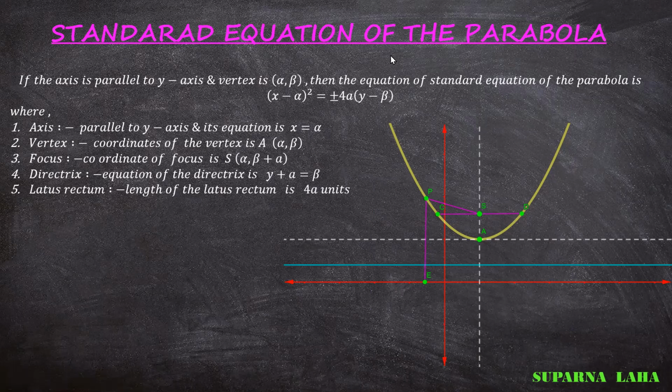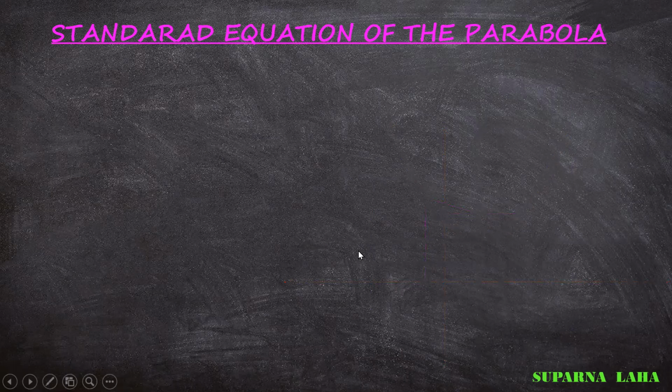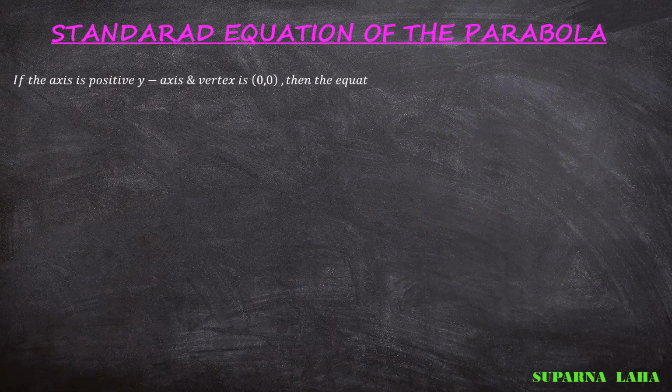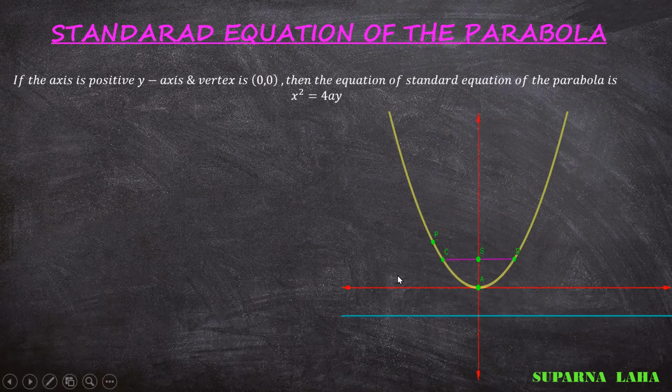Now you can find two particular cases for it, when the axis is the y-axis, maybe positive or negative, and the vertex is the origin. So what is the standard equation of the parabola? The axis is the positive y-axis and the vertex is 0, 0. So the equation of the parabola is x square equals 4ay. Just put 0, 0 in place of alpha and beta.